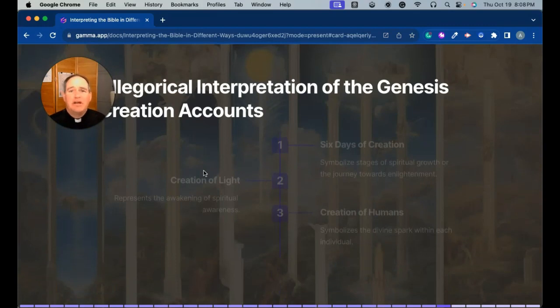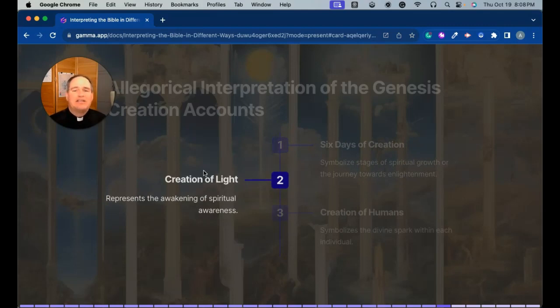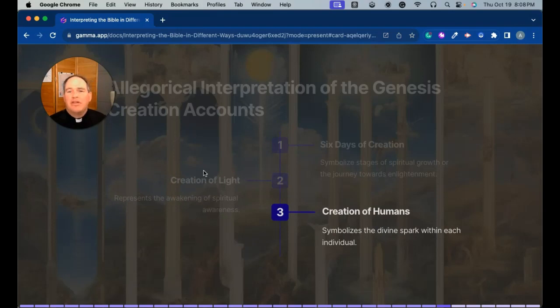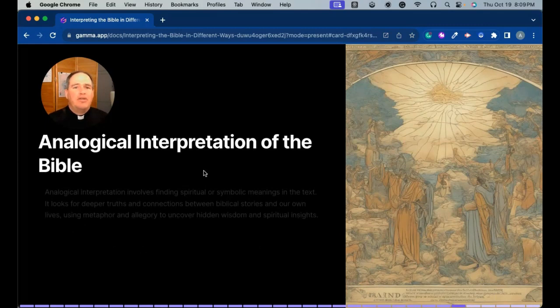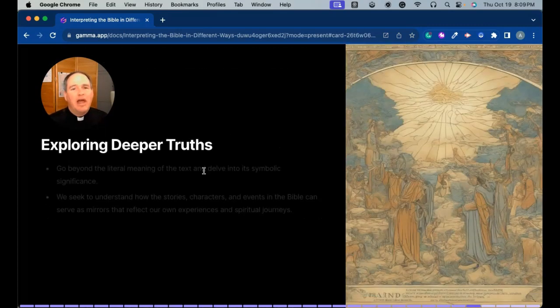So if we look at Genesis allegorically, we can see that the 6 days of creation might symbolize the steps we take towards spiritual enlightenment, moving from the most basic to the most complicated, the human being able to have a relationship with God. We can see light as a symbol of awakening or spiritual awareness or God's presence. We can see that the creation of humans might symbolize that we have some sort of divine spark, and each individual is an important part of that creation. So in the allegorical interpretation of the Bible, we're looking at symbolic meanings and looking at deeper truths.